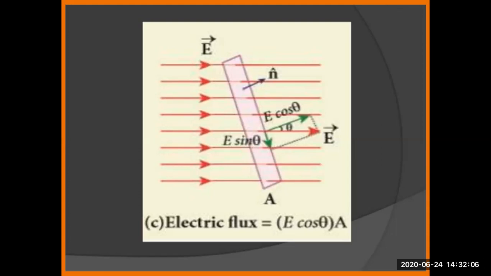Basically, when it was perpendicular, the lines passed through, and when it was parallel they didn't. They made a 90-degree angle. Here it's inclined, so there's no 90-degree angle. We have to find the angle using cosine. We have to find the angle made between the field and the normal, since for the parallel case there was no count of that.